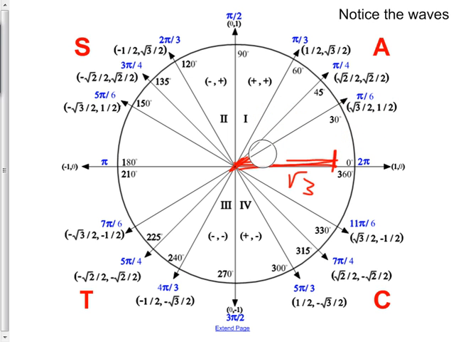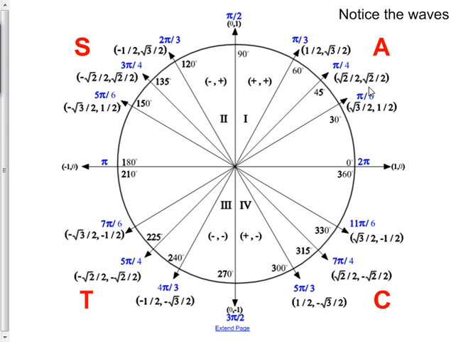Now, knowing what I just told you, what is the tangent of 5 pi over 4? Well, I told you sine and I told you cosine. Do you remember what tangent is? Tangent is y over x. So where's tangent of 5 pi over 4?